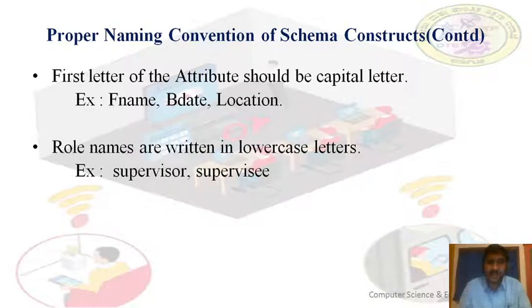Next one is attributes. The first letter of the attribute should be a capital letter, for example F name, B date, location. Here the first letter is capital. And role names are written in lowercase letters, for example supervisor or supervisee. We have to follow these naming conventions.